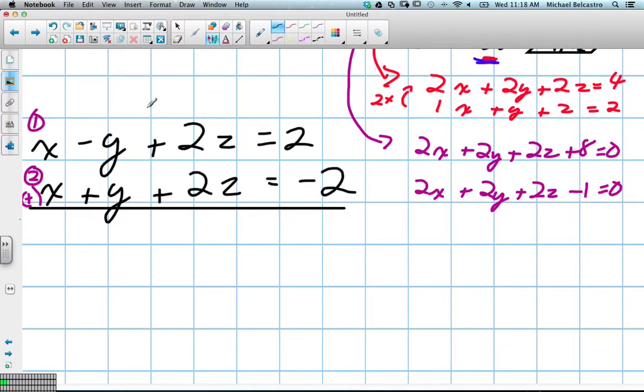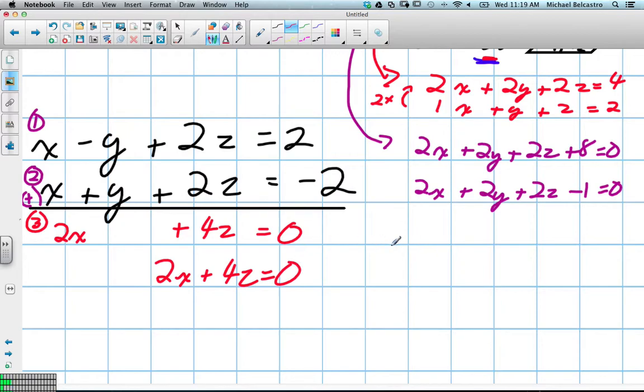So we add them together. Our third equation now will read 2x plus 4z is equal to 0. Or a little more succinctly, it looks like that.